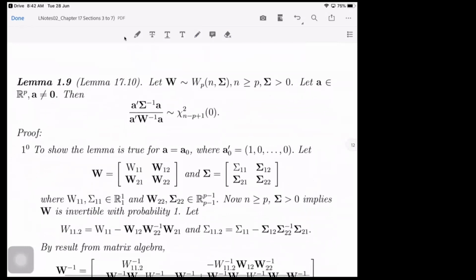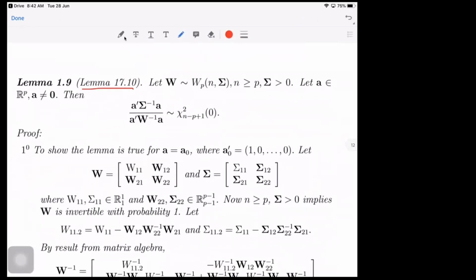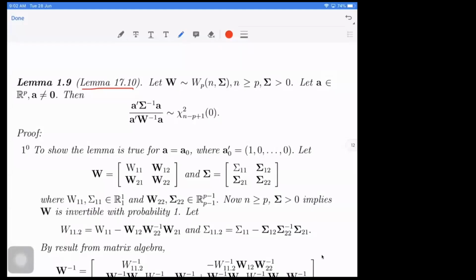Okay, so lemma 17.10 is quite a long lemma. So let's have a break first, 10 to 15 minutes break. Yes, ma'am. Okay, so let's continue now. Lemma 17.10.